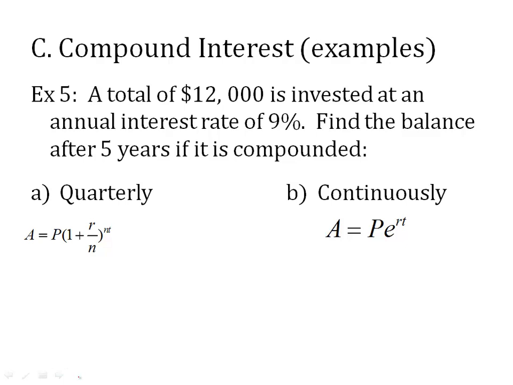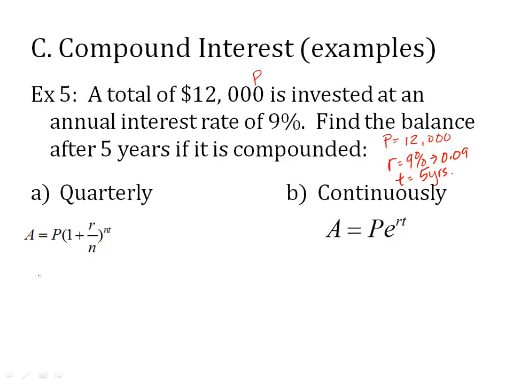So here's an example. A total of $12,000 is invested at an annual interest rate of 9%. Find the balance after 5 years if it is compounded, first of all, quarterly, and then continuously. I rewrote these equations for you, but let's identify some things first. $12,000 is going to be my principal. That's the P. That's how much you put in the account to start it. The rate is 9%, but as a decimal you have to put it as 0.09. The time is 5 years. Those are the 3 things I need to identify before I can plug into my equations.